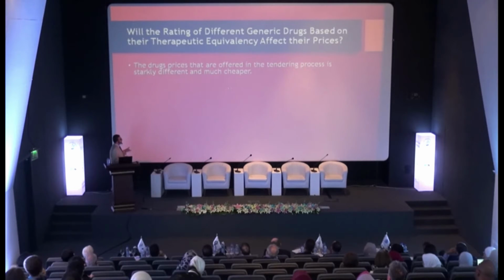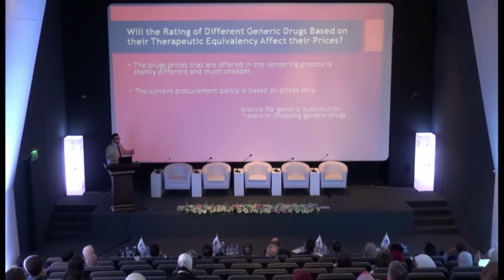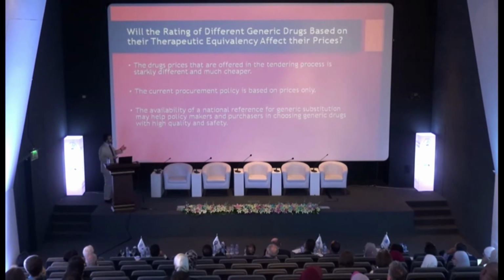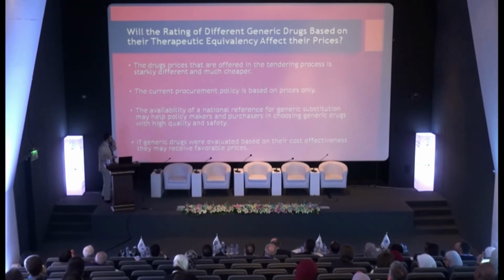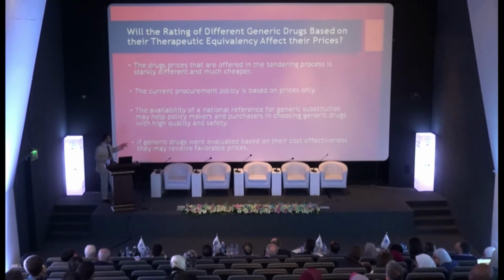And here is the deal. The current procurement policy is based on prices only, so if an Orange Book is established, safety and efficacy might be included as well, because it would be a national guideline. The availability of a national reference of generic substitution may help policymakers and purchasers in choosing generic drugs with high quality and safety. If generic drugs were evaluated based on their cost effectiveness, they may receive favorable prices, according to some participants.